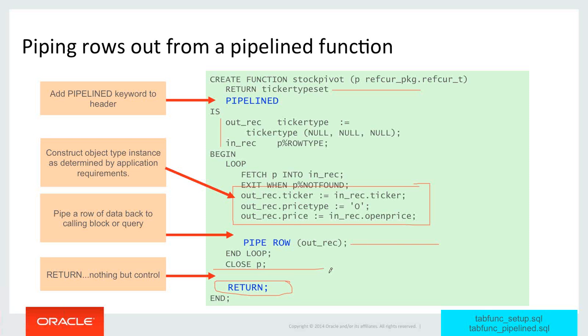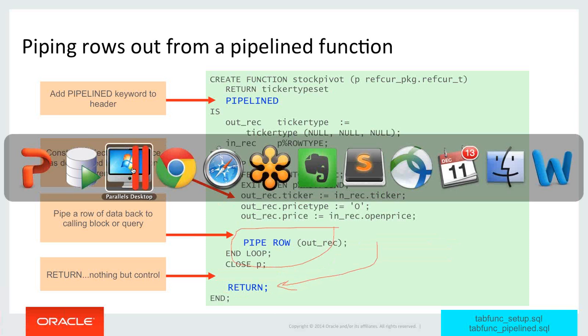Isn't that a weird thing to see inside a function? You can actually see return semicolon in procedures. If you want to write some really hard to manage unstructured code, just return anywhere you want. You don't want to do that. But in a pipeline table function, it's the only thing to do because we've already returned all the data, and all that's left to return is control. Let's take a look at some code.